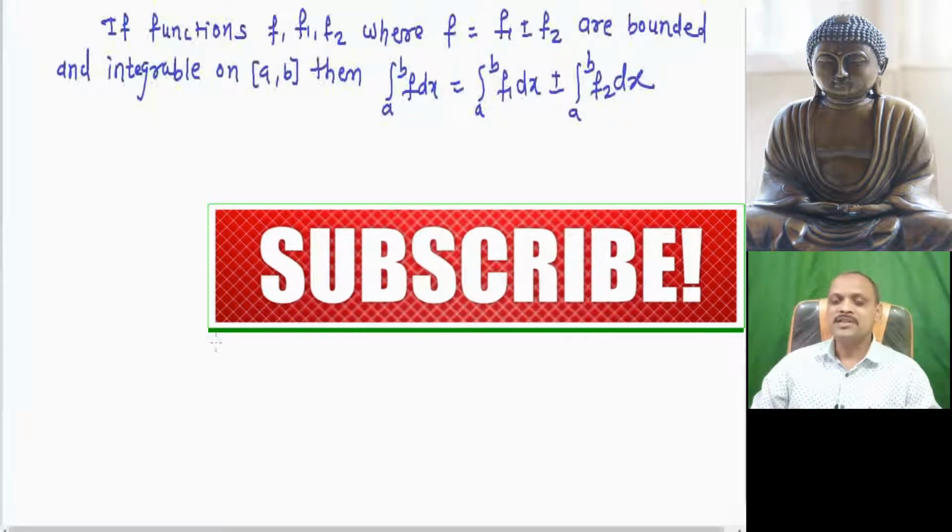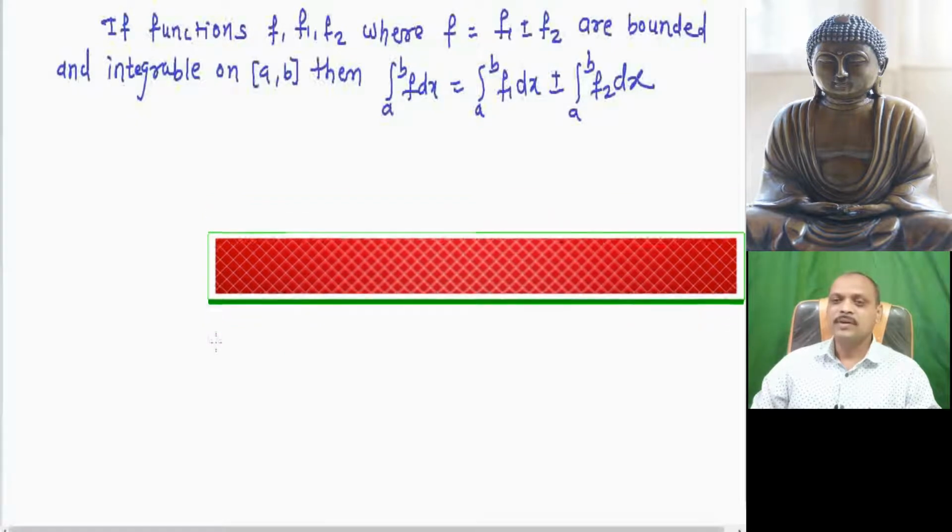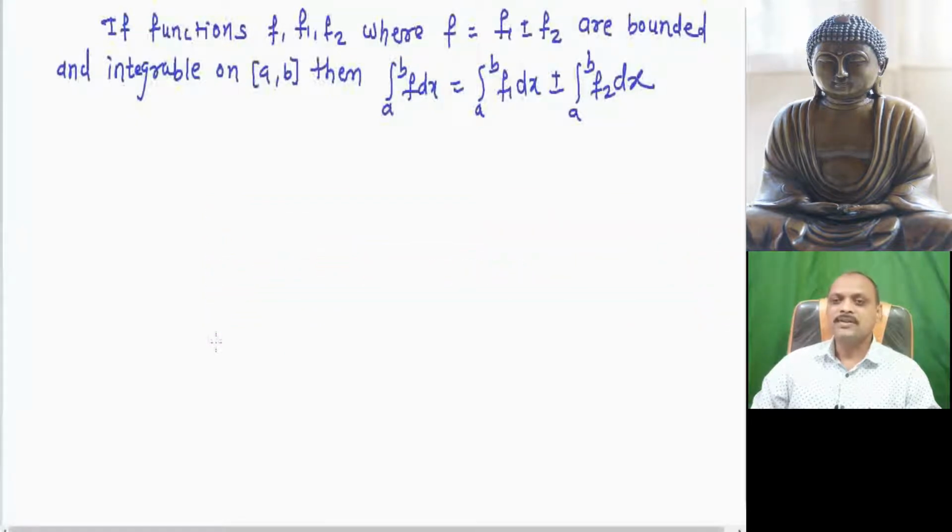If functions f1, f2, where f is a sum or subtraction of these two functions, f1 plus minus f2, are bounded and integrable on the closed interval a comma b, then the integration of f is equal to the integration of f1 plus minus the integration of f2. Friends, to prove this, first we consider the plus part, and the minus part is similar to the first one.